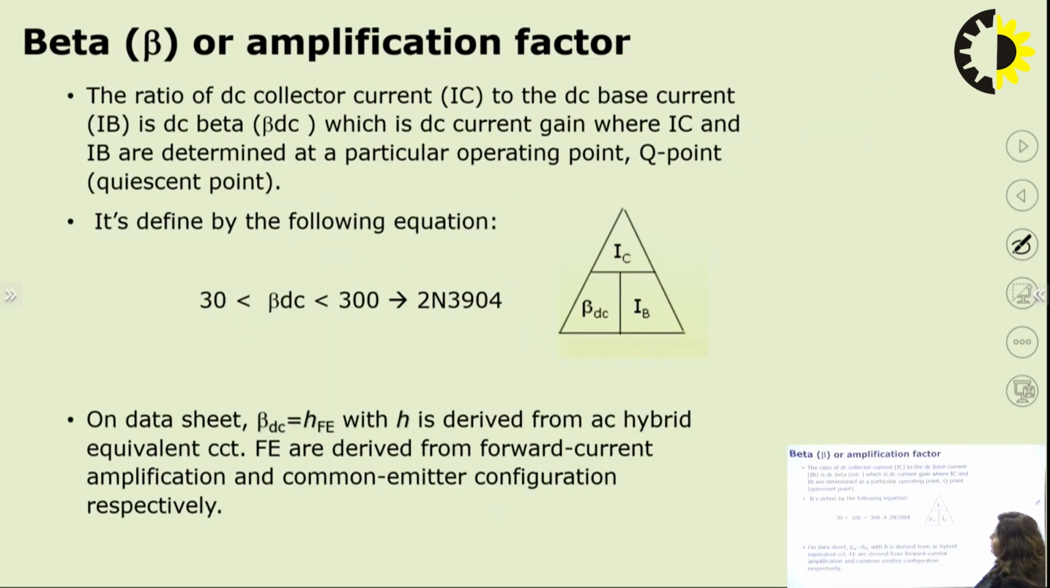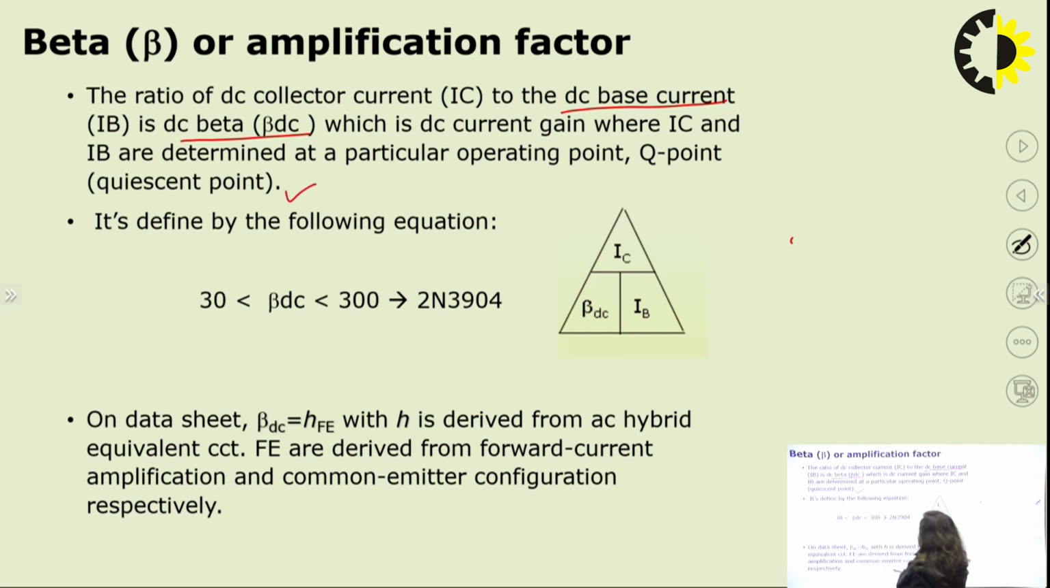So the next parameter is your beta. The first parameter was alpha, which is IC upon IE, and the next parameter is beta, or the amplification factor. The ratio of the DC collector current, IC, to the DC base current, IB, is your beta, which is the DC current gain, where IC and IB are determined at a particular point, called the operating point, Q point or quiescent point.